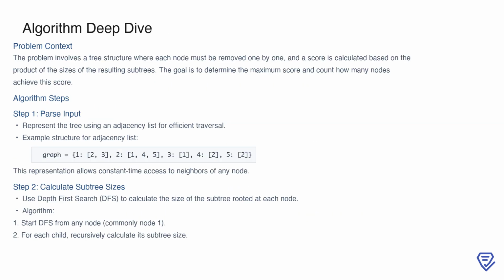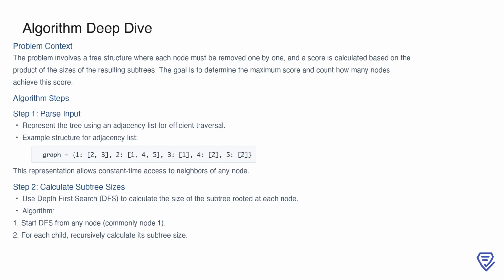To solve this problem, we need to work with a tree structure where each node is removed one by one. For every removal, we calculate a score based on the product of the sizes of the resulting subtrees, and our goal is to find the maximum score and count the nodes that achieve it. The first step in our algorithm is to parse the input and represent the tree using an adjacency list. This is a compact and efficient way to store the tree, allowing constant time access to any node's neighbors.